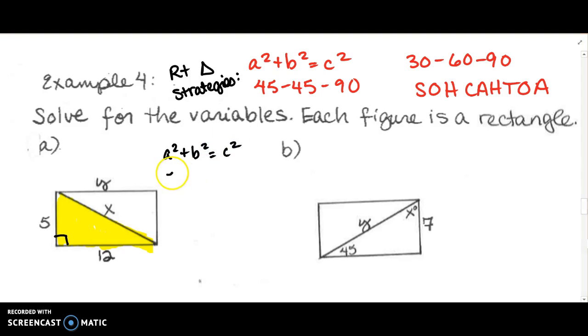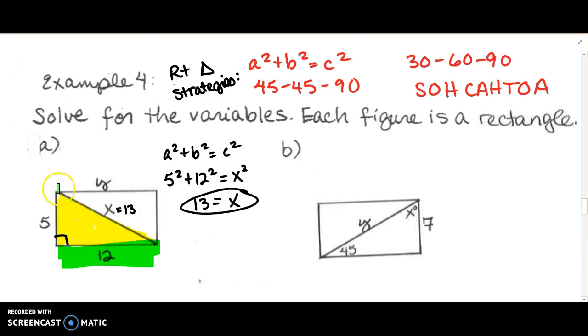So maybe you have this Pythagorean triple memorized. Maybe you said 5 squared plus 12 squared. You automatically knew that was 13 squared. If not, you can solve to get x to be 13. And then 12 is not too bad. If the bottom is 12, then the top is automatically 12 because opposite sides are congruent on a rectangle.